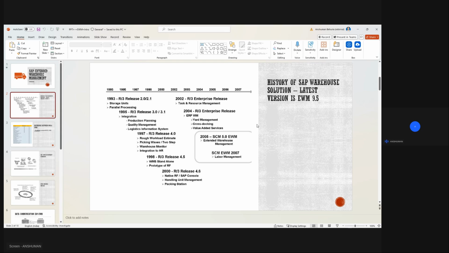Okay. So in the year 2002, there was an introduction of task and resource management. What is task and resource management? Basically, when you work in a warehouse, certain tasks will be assigned to each of the resources. Let's say you are a warehouse operator working in the warehouse. A task will be assigned to your user ID and a device will be assigned to you. So you can directly take that device and perform the tasks assigned there. That will be your daily activity, and that is basically maintained in task and resource management.